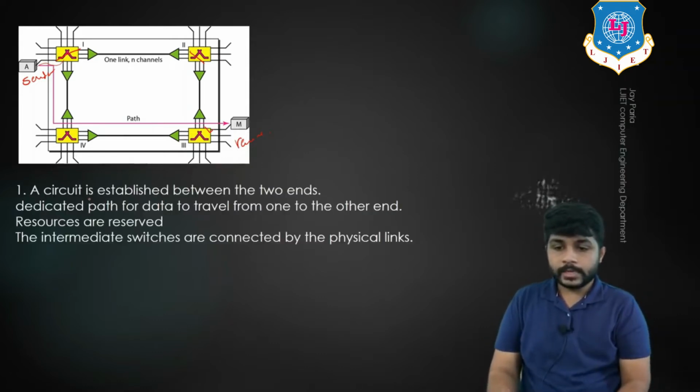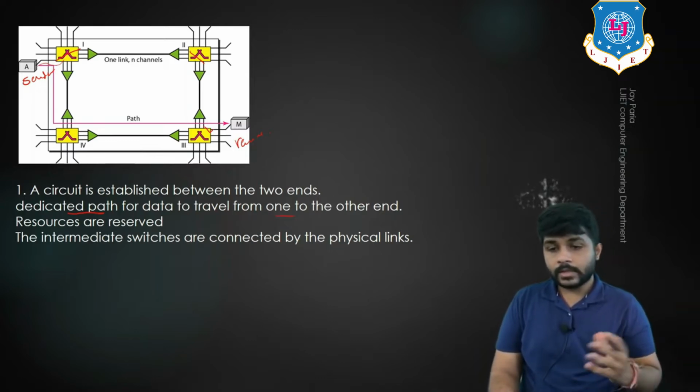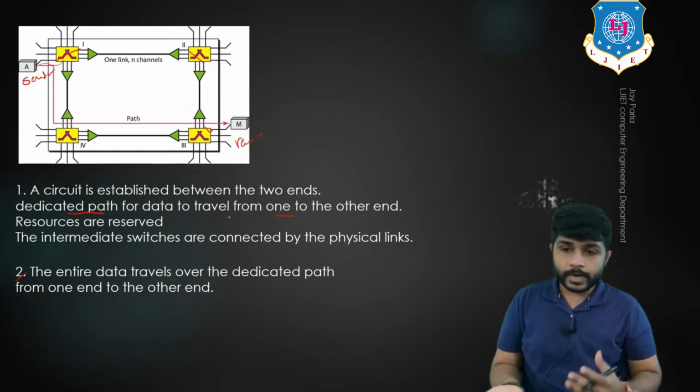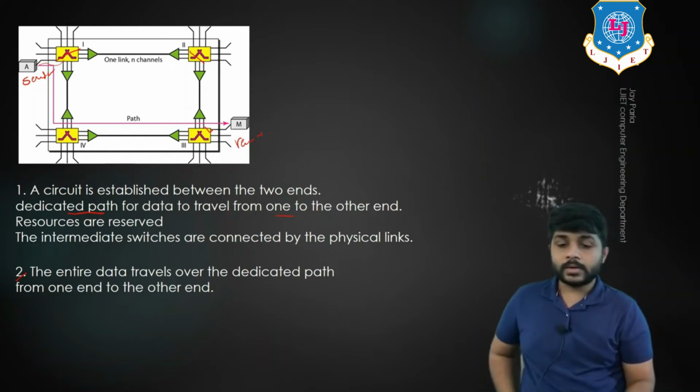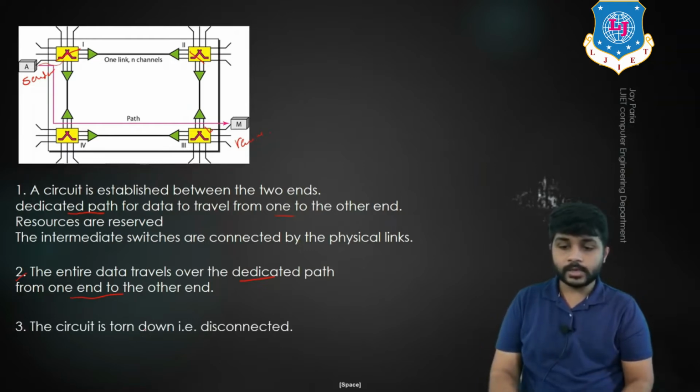So when the dedicated link is connected, after that the communication can be done. You can see that in the circuit established phase, a dedicated path is provided between the sender and the receiver. After that, the communication will be done, and that is known as the second phase, the data transfer phase. After the link is established, the data will be transferred over the dedicated path from the sender to receiver. In the third step, after the communication is done, the circuit is disconnected.